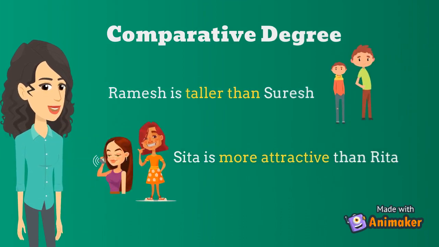Now let's learn some examples of comparative degree. Ramesh is taller than Suresh. Here taller is an adjective that compares two nouns, Ramesh and Suresh.